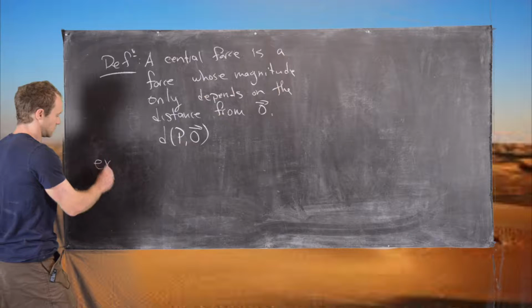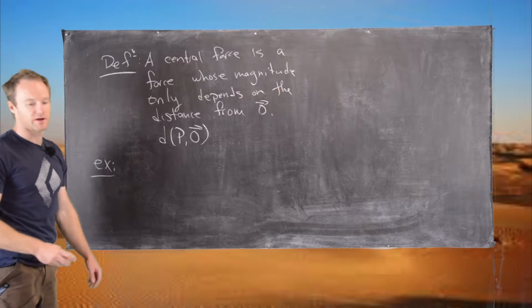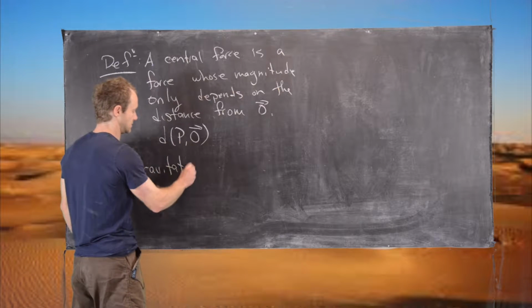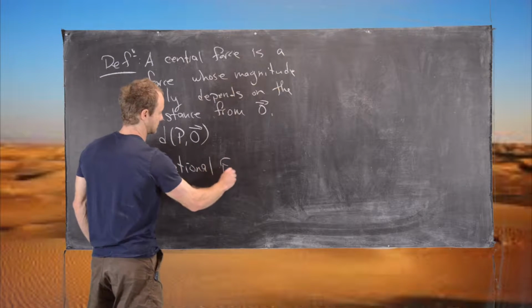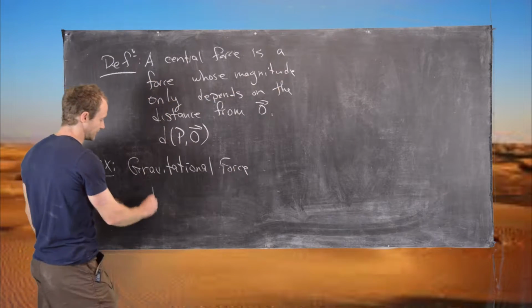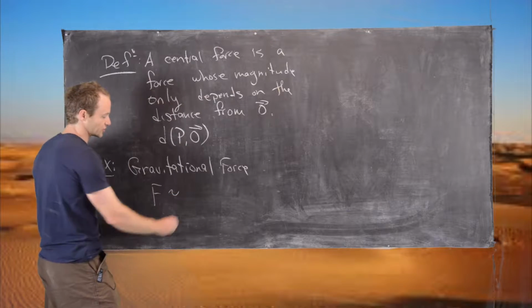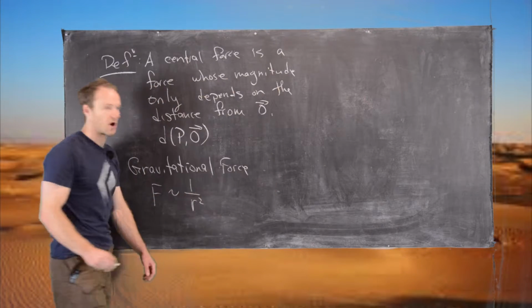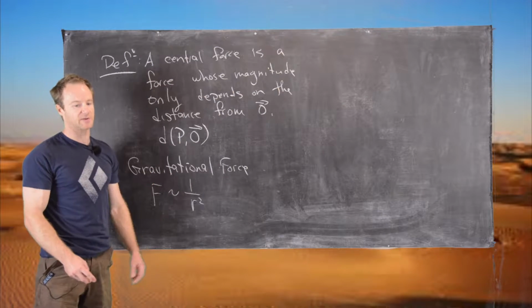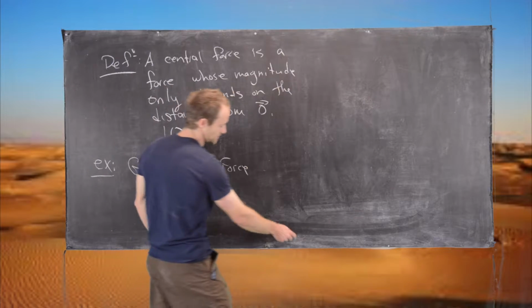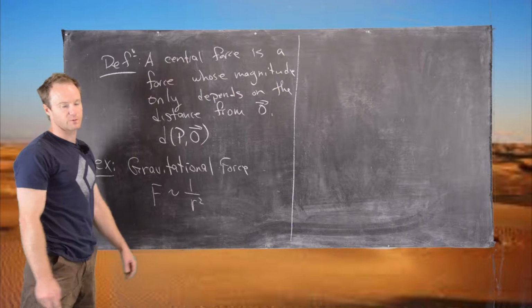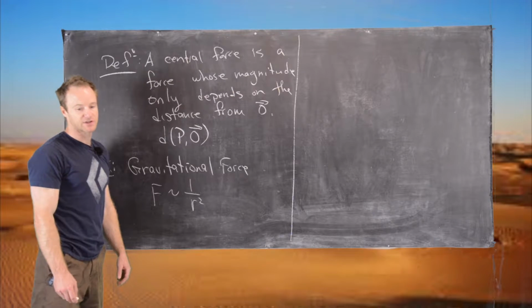Great. So a very obvious example of a central force would be a gravitational force. And it's well known that gravitational force is proportional to 1 over r squared, where r is the distance from the center of that object. And we can put the center of that object at the origin. So, now that we have a definition of a central force, maybe one example which we'll explore in a later video, let's look at the problem.